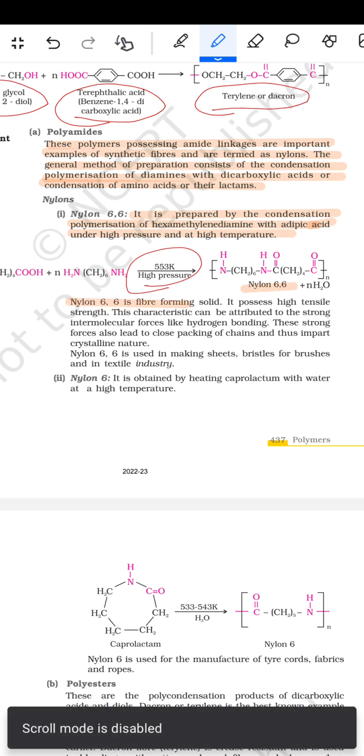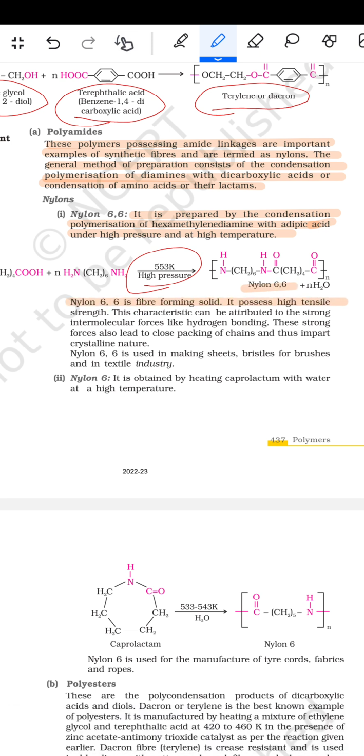Nylon 6,6 is a fiber forming solid. It possesses high tensile strength. This characteristic can be attributed to the strong intermolecular forces like hydrogen bonding. These strong forces also lead to the close packing of the chains and thus impart the crystalline nature. Nylon 6,6 is used in making sheets, bristles for brushes and in the textile industry.